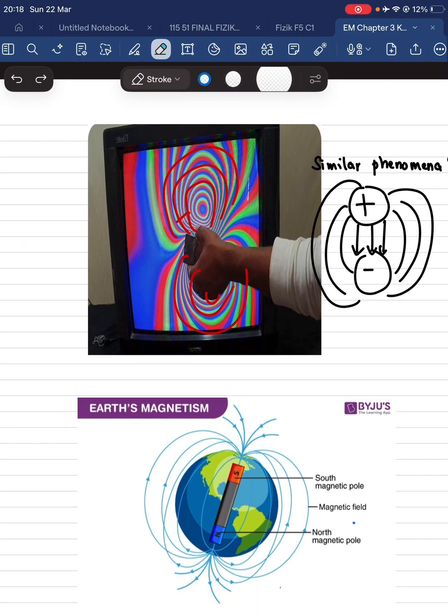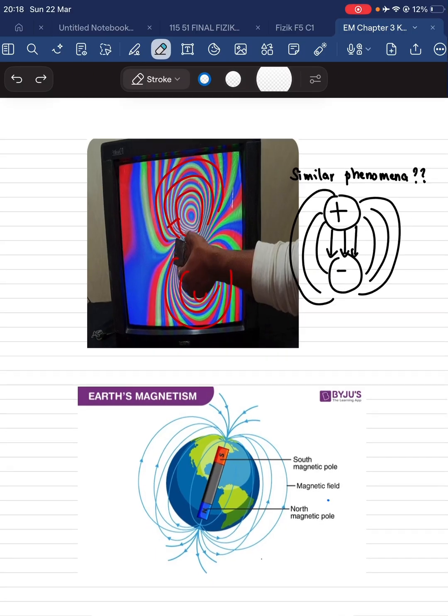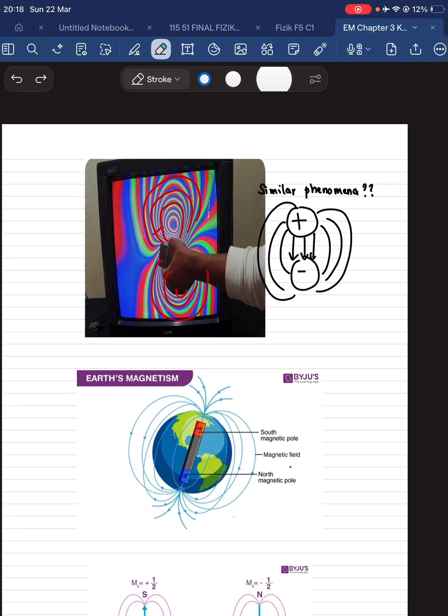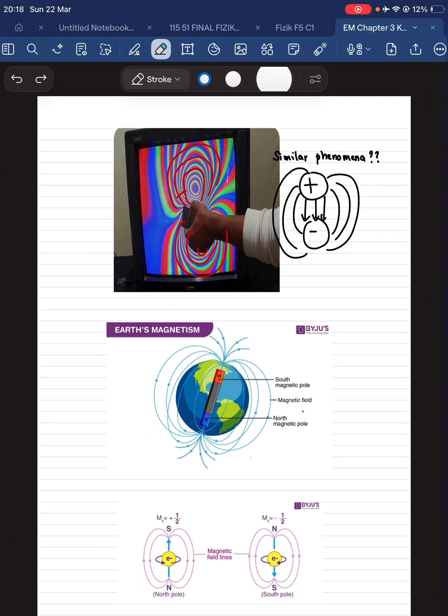Because of the electromagnetism properties, because they are related, right? And this pattern you see is actually the magnetic field, right? And we will discover more in the next subtopic perhaps. And this is the Earth's magnetic field, right?